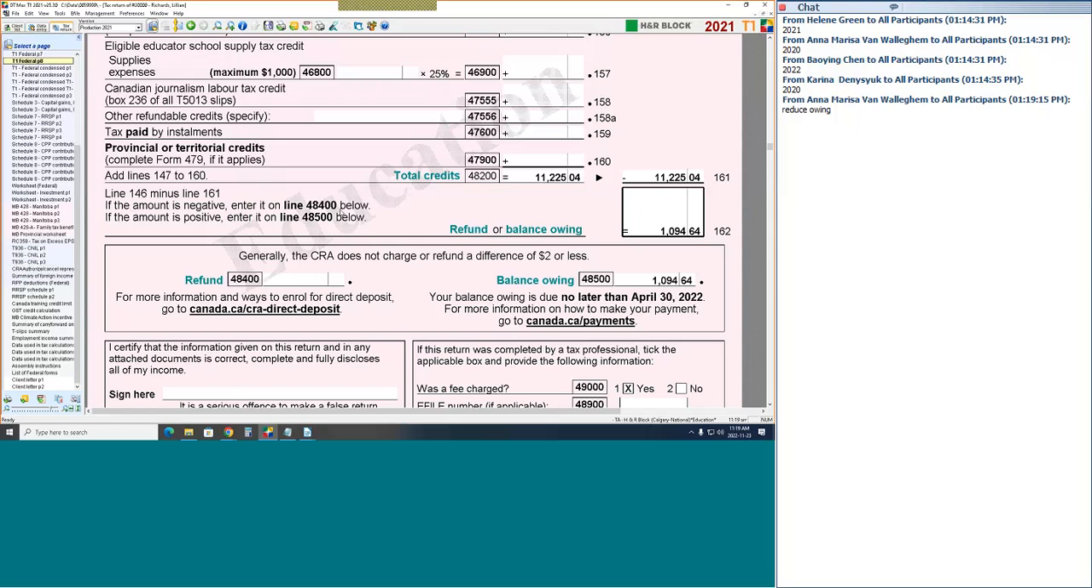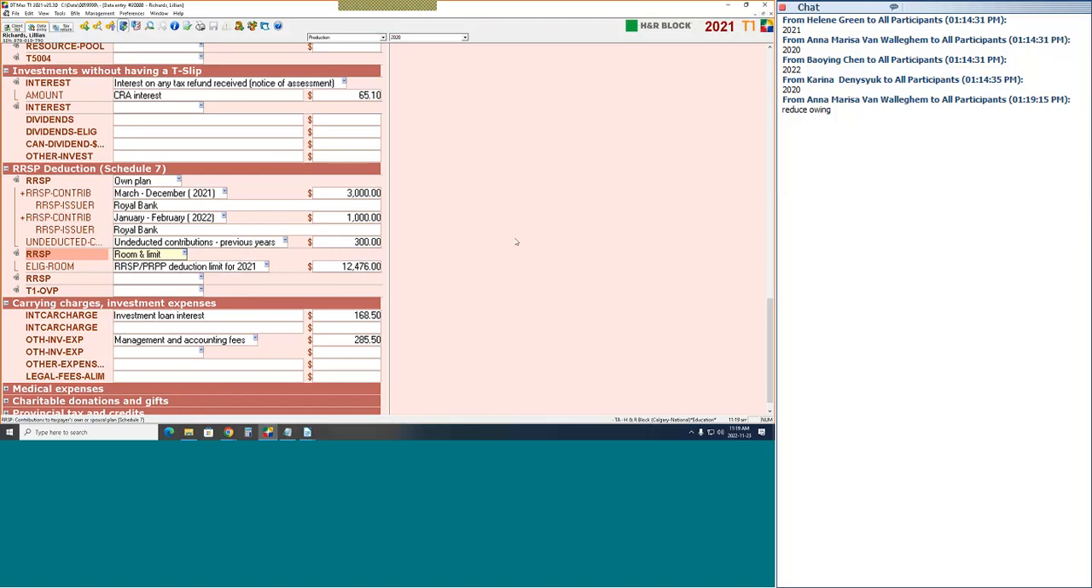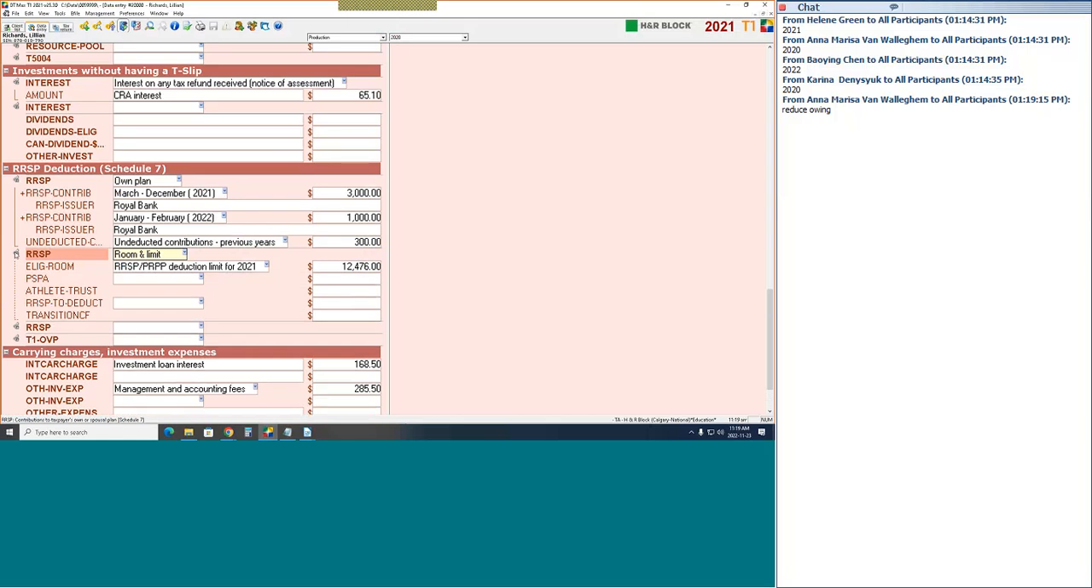Maybe she has a reason to save some of it. So if she had a reason to save some of it, what could I do? That's where we're going to go back into our room and limit section, and you're going to see a line that says RSP to deduct. You can decide how much your client wants to deduct and how much they want to carry forward. So maybe there's a reason why she wants to keep that $300 undeducted. I would then say, I want to deduct $4,000 and I want to not deduct $300.